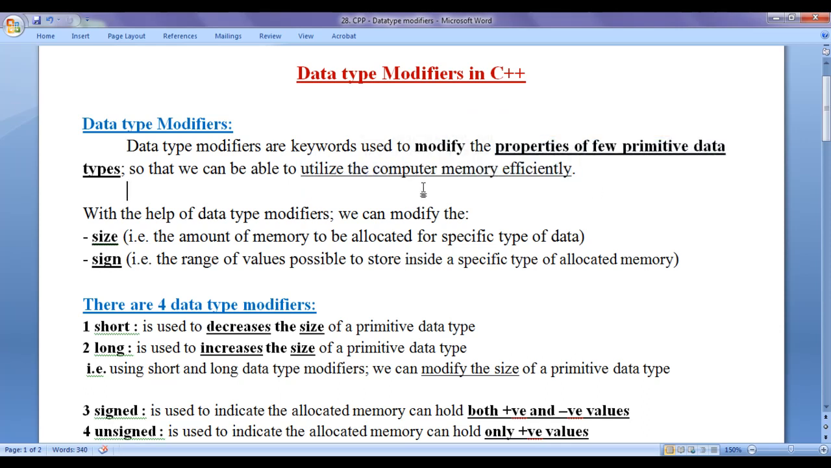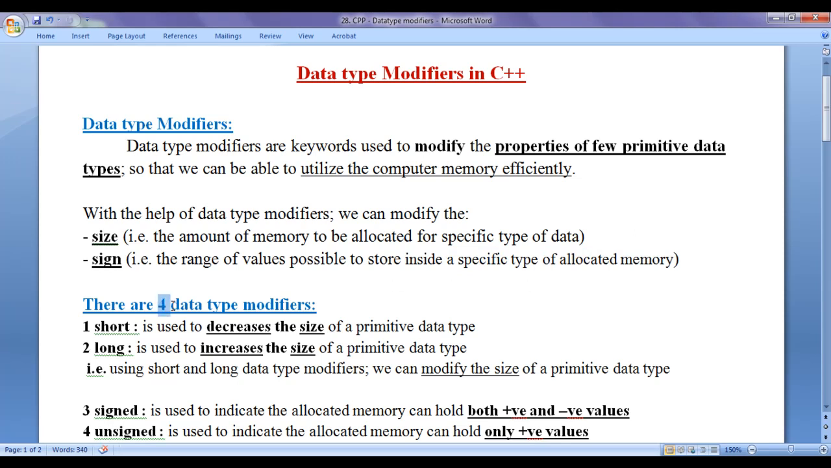What are those properties? With the help of data type modifiers, we can modify the size of a primitive data type. We can modify the sign of a primitive data type. That is, we can modify the amount of memory to be allocated for a specific type of data and the range of values possible to store inside a specific type of allocated memory, guys.